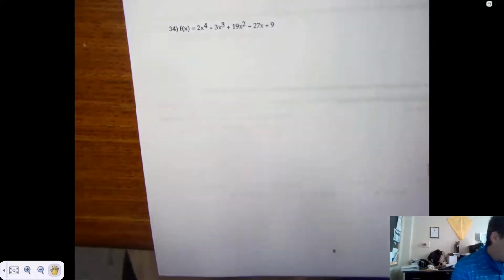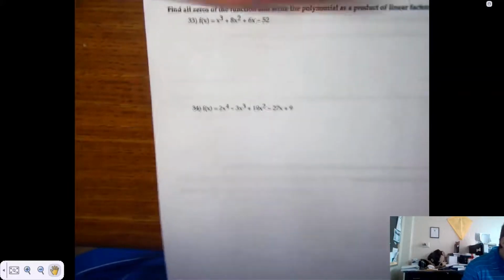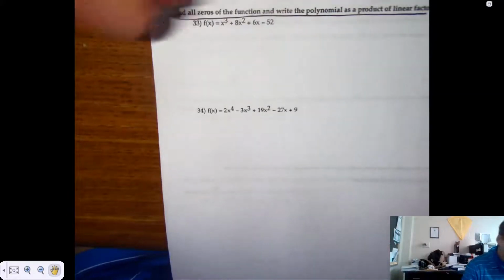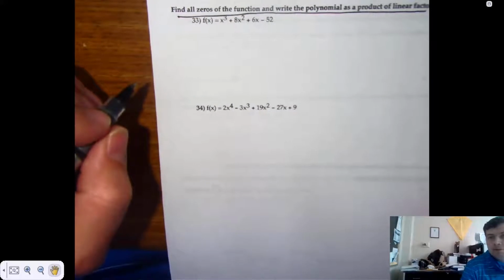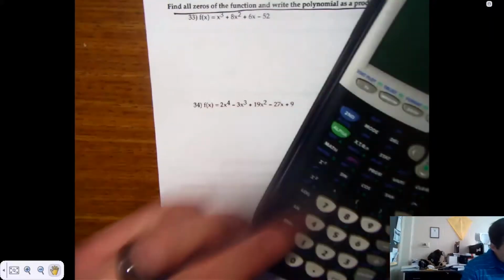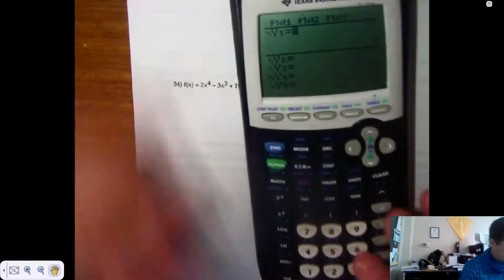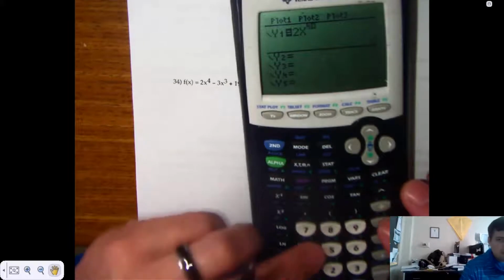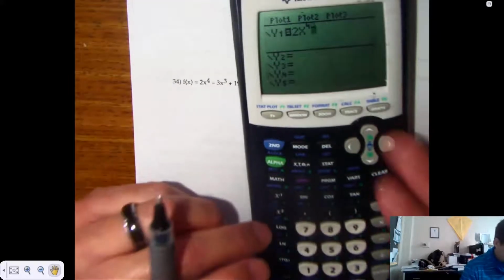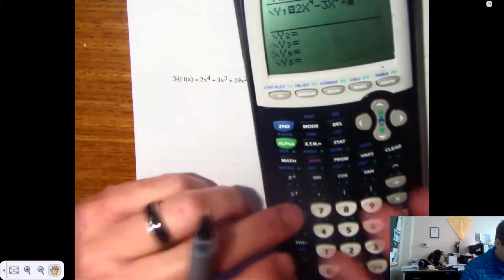Alright, so like I told y'all, I'd start on this backwards for you. The instructions up here are to find all the zeros and write the polynomial as a product of linear factors. So I'm going to cheat. Go to my calculator. I'm going to graph it. I'm not going to do all of these. Once we do one of them, that's going to be it. I'll leave you at least one to practice on.